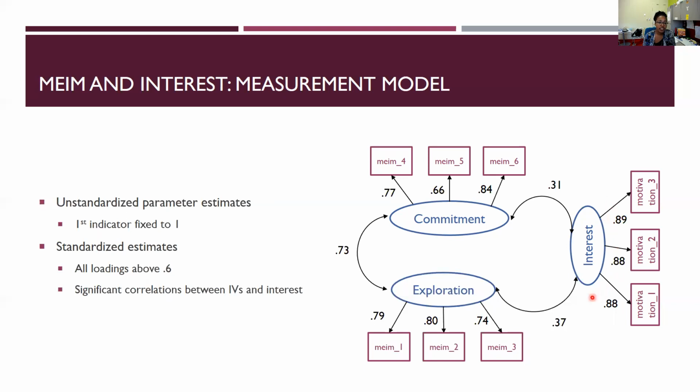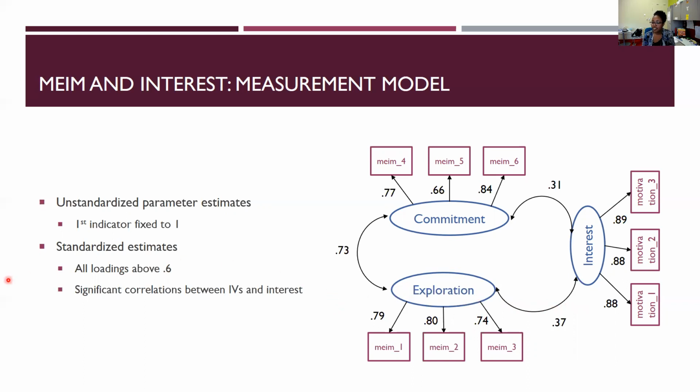Okay, good. And then we want to see, is there a correlation between commitment and exploration? We already know that there is, because of our CFA, so that is there at 0.73. But now, in terms of our hypothesis about commitment and exploration positively predicting interest, this is where we can look at these correlations. What we see here is a 0.31 correlation between commitment and interest, and a 0.37 correlation between exploration and interest. So that's a good sign to start out with, to say, okay, our hypothesis might be supported when we go on to the next step.